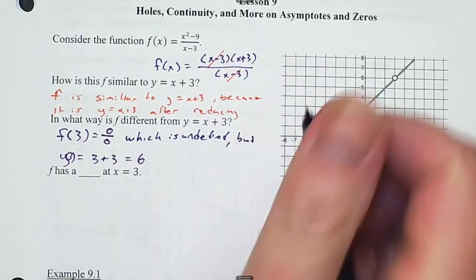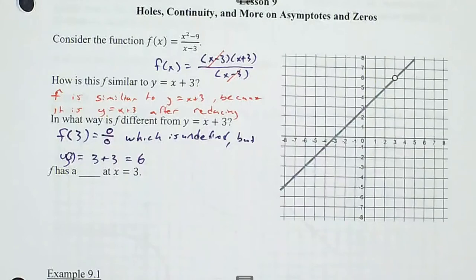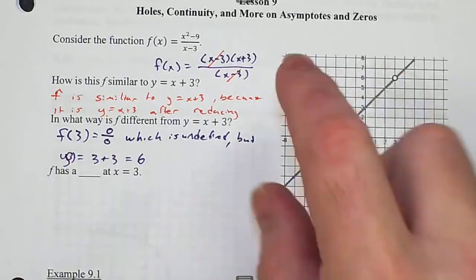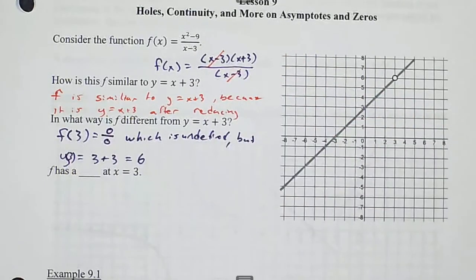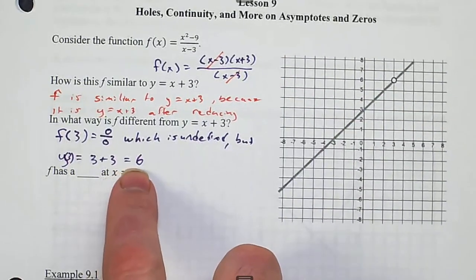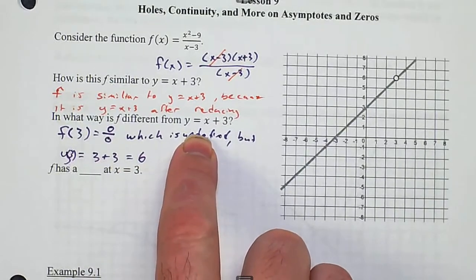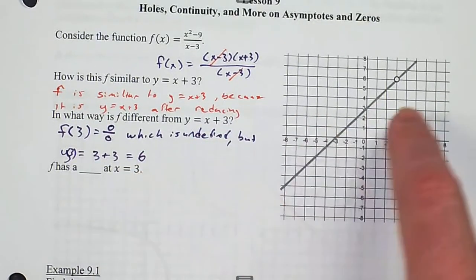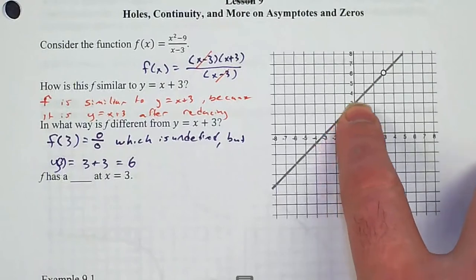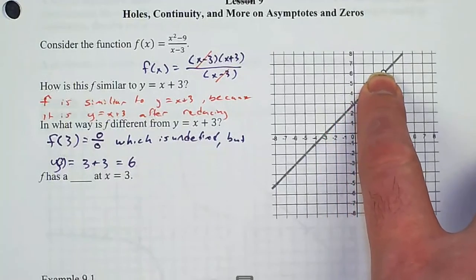So the important way they're different is that they have a different result when you plug in x equals 3. If I plug in x equals 3 to the original function, I get nothing. I get undefined. If I plug it into the line y equals x plus 3, I would have gotten 6. So what that means is on the graph, there is an infinitely small hole.